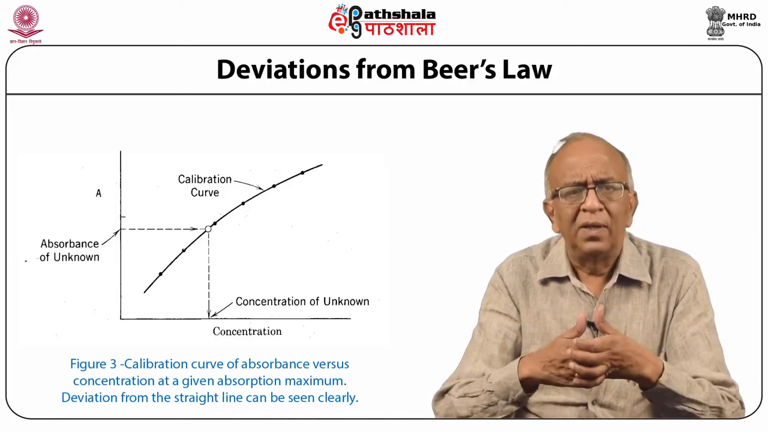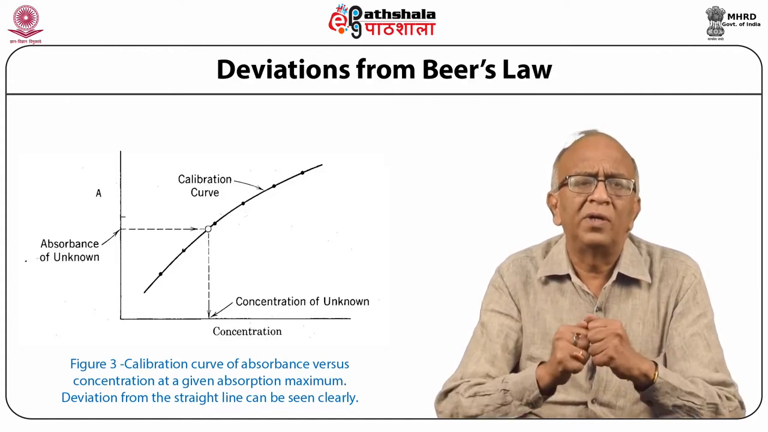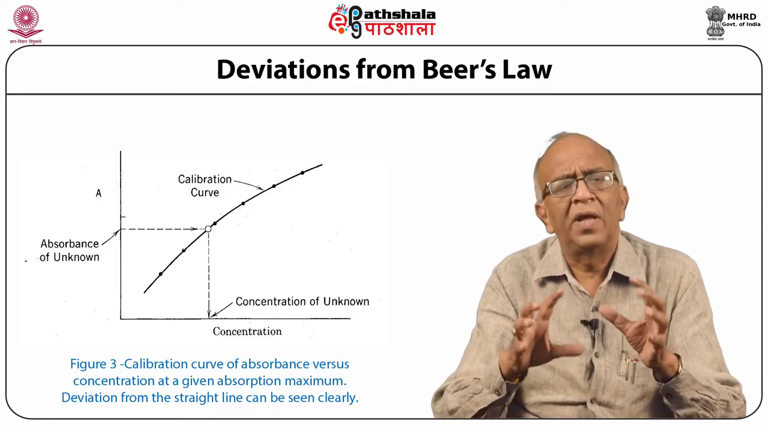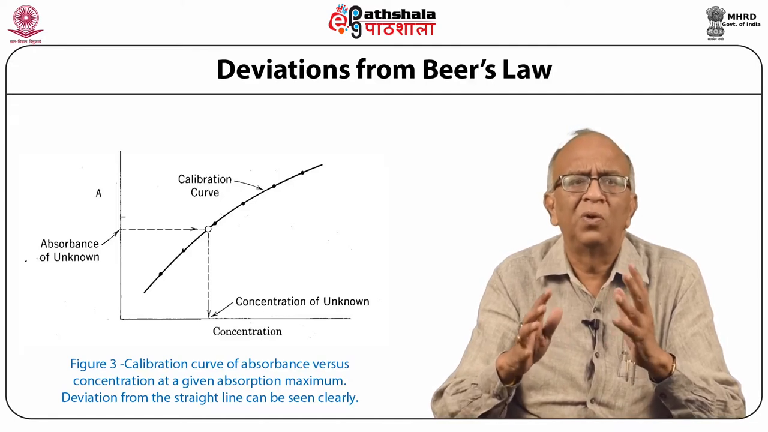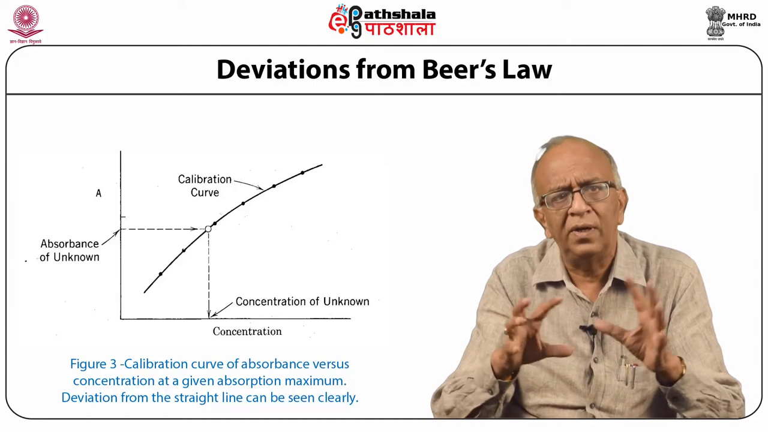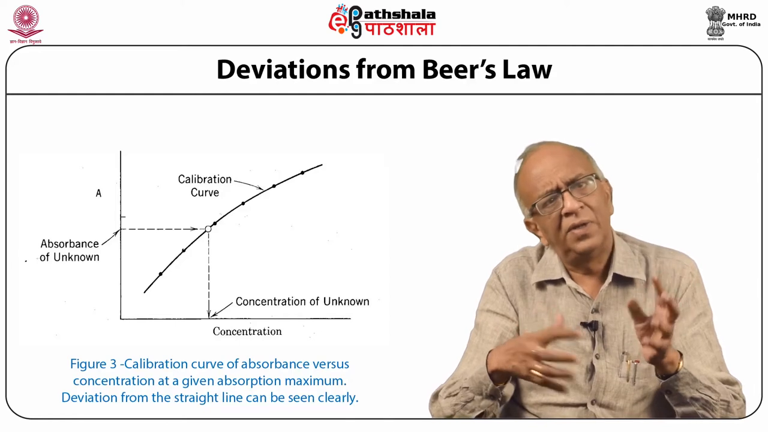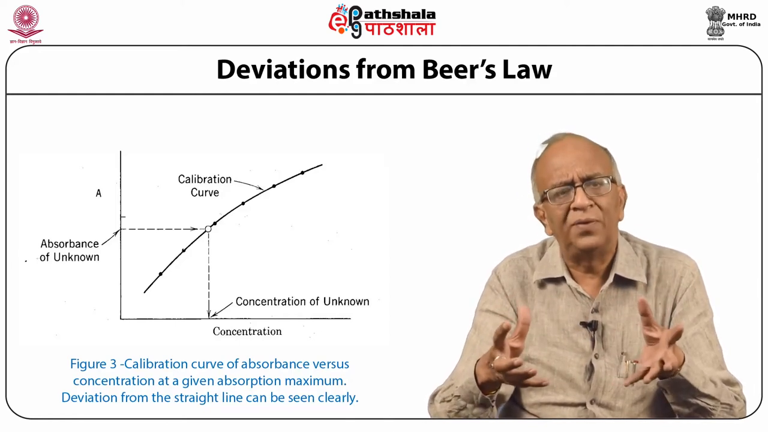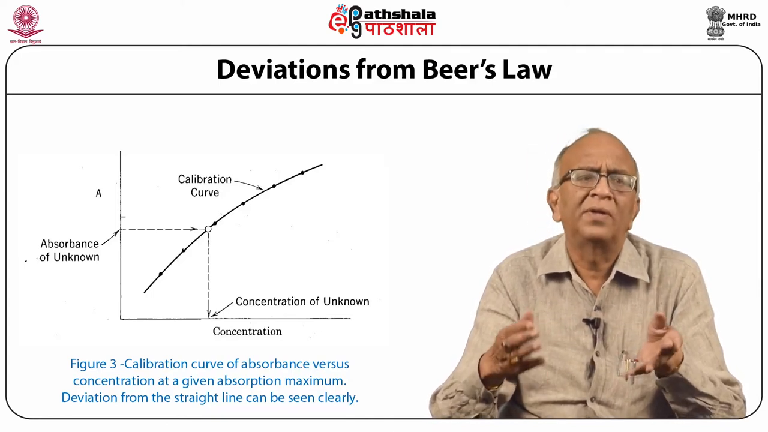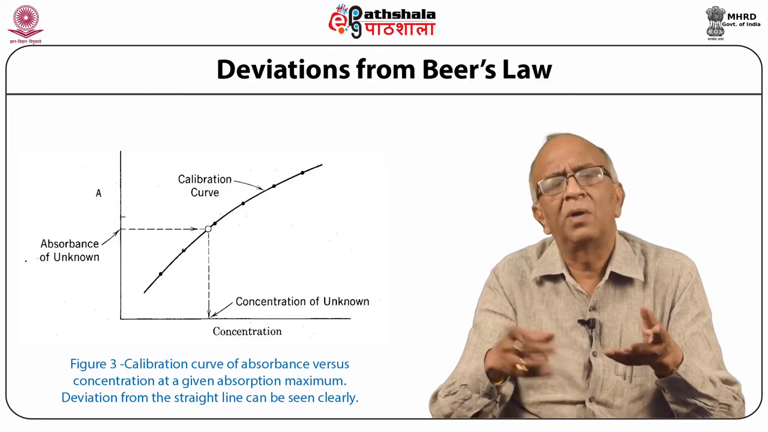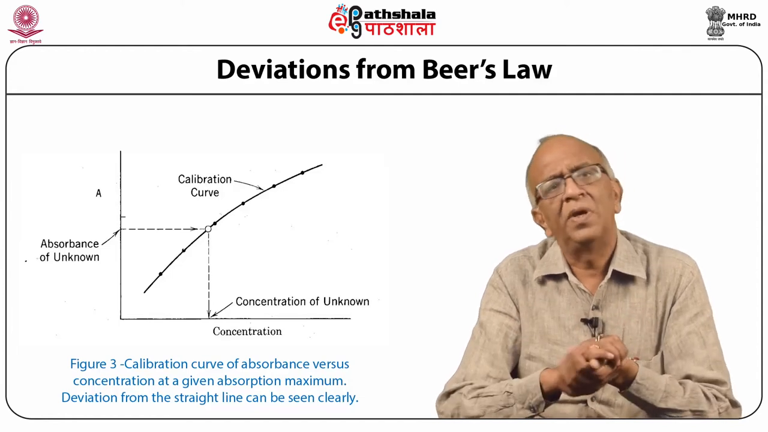And for that reason, we can estimate substances quantitatively in the concentration range from 10 raised to power minus 2 molar to 10 raised to power minus 6 molar solutions. If the solution is concentrated, at 10 raised to power minus 2 molar, then aggregation will occur, the refractive index of the medium will change, and then the plot between absorbance and concentration will be a curved structure. It will not be a straight line, and it will be a deviation from Beer's law.